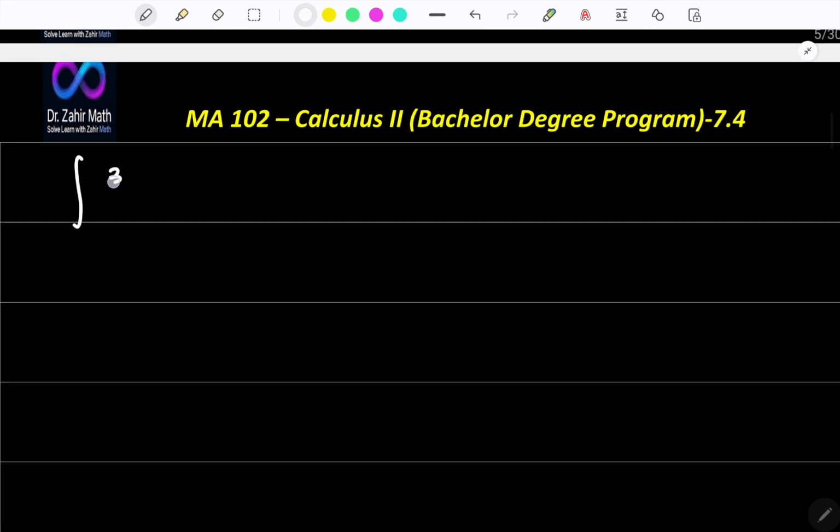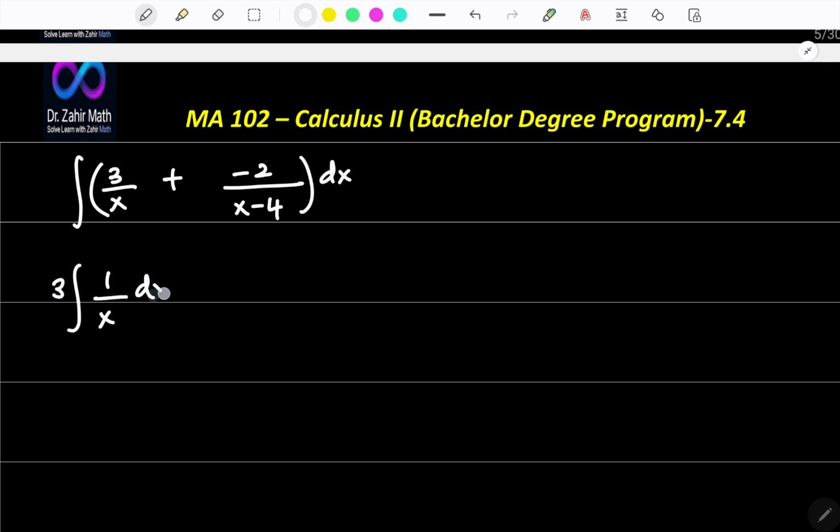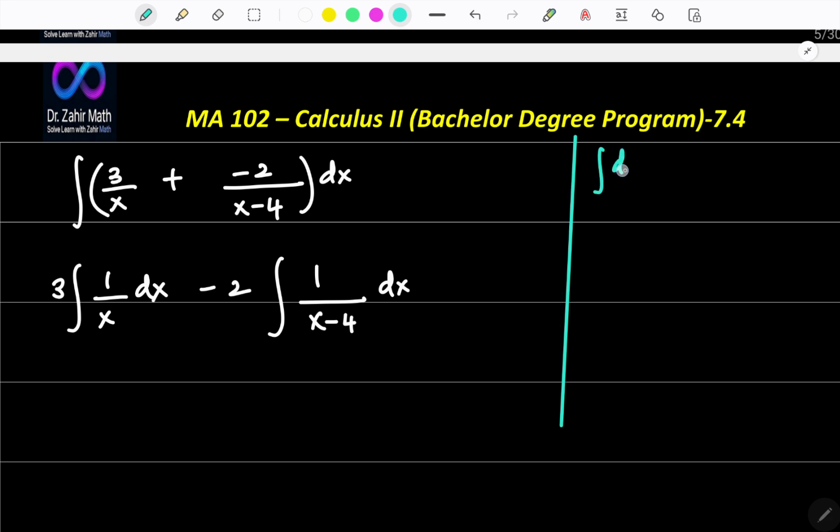So integral of 3 divided by x plus minus 2 divided by (x minus 4) dx. So this equals 3 will come out, integral 1 by x dx, and then minus 2 will come out, integral 1 divided by (x minus 4) dx. Do you remember the formula? Yes. Let me explain the formula once again. Integral dx divided by x is equal to what? Derivative of x is on the top, so we will write ln absolute value of x.